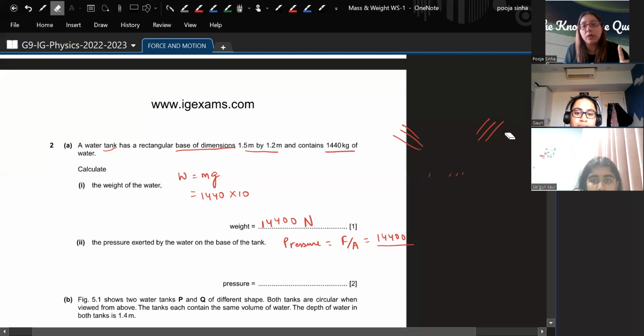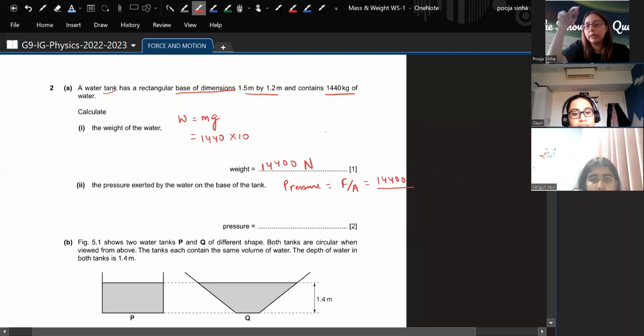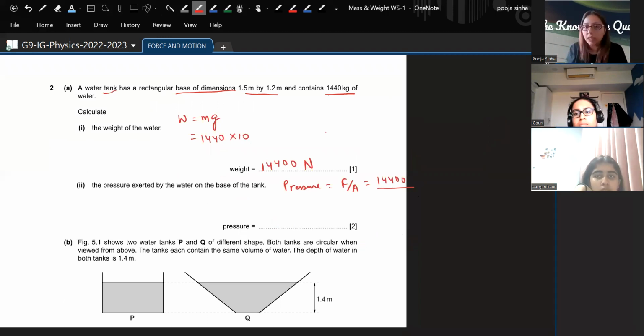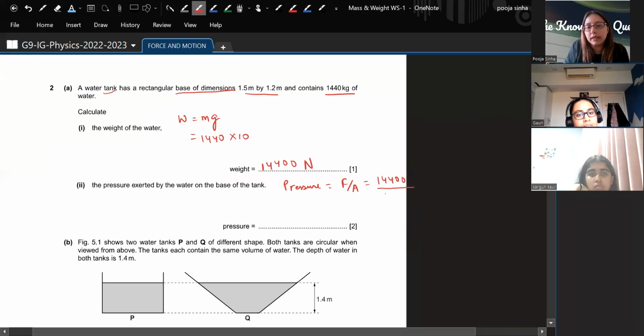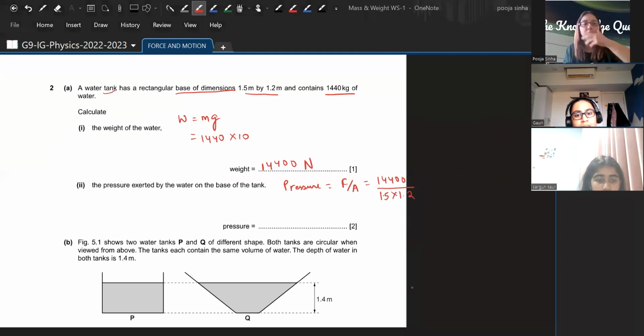Always remember this. We always need the base area जो contact में है, जो weight ले रहा है पूरा. So pressure. So they will confuse you with various components. You have to figure out what is the base. How much is the base area? So force upon area. 1.5. In this question was easy. 1.5 into 1.2. That is your area. So निकल जाएगा इसका आंसर. Give me the answer.